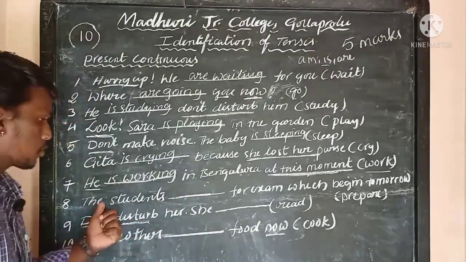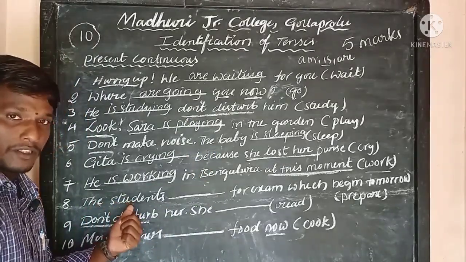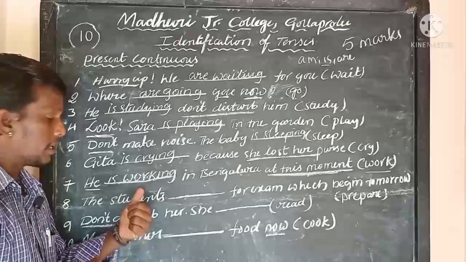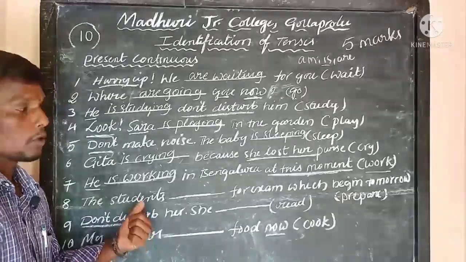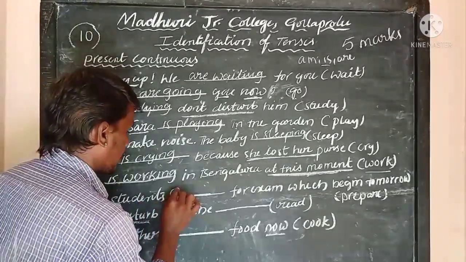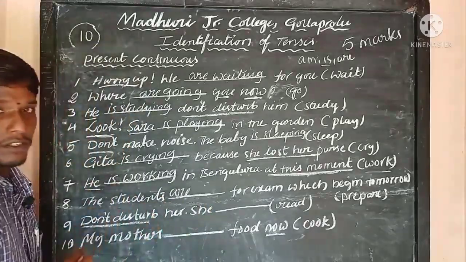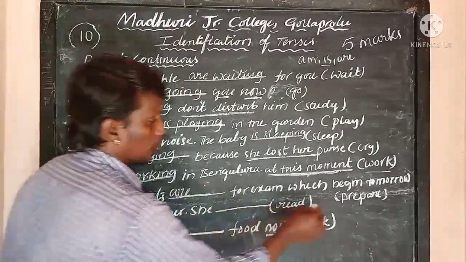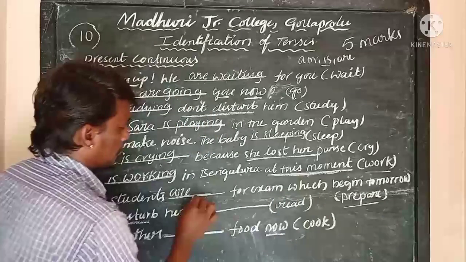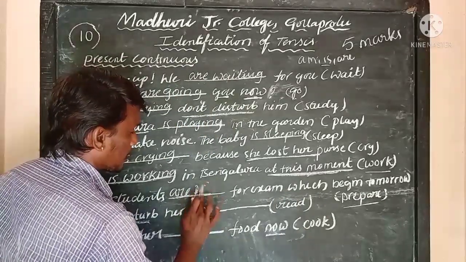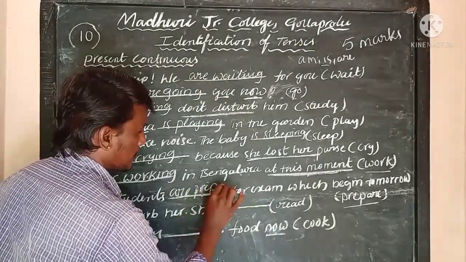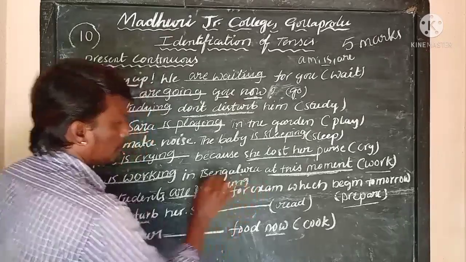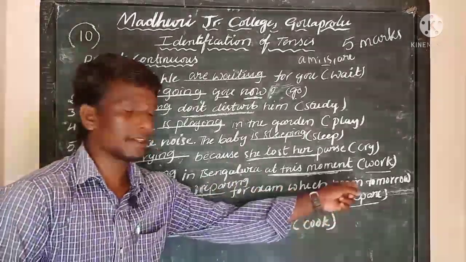Now coming to the students. Is the students subject singular or plural? It is absolutely a plural subject. So what may be the be form? Are is the right be form for the students subject. Now, what do they do? Prepare. The students are preparing. Students are preparing for the exams which begin tomorrow.